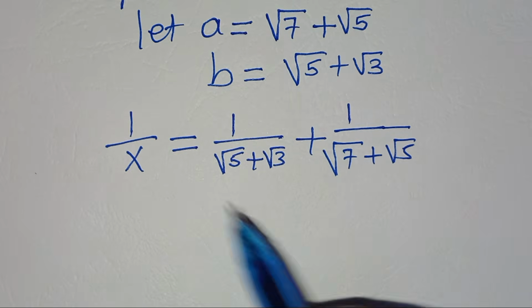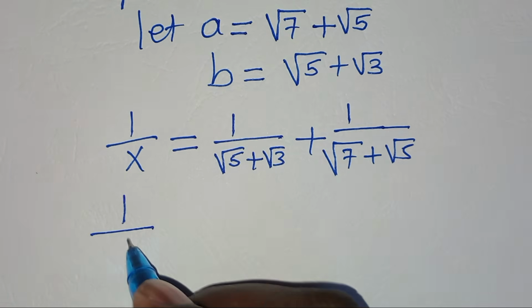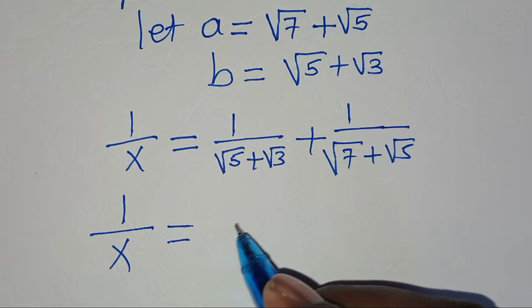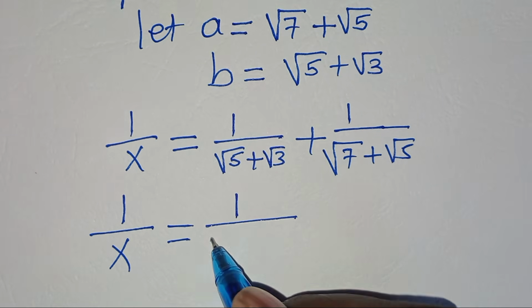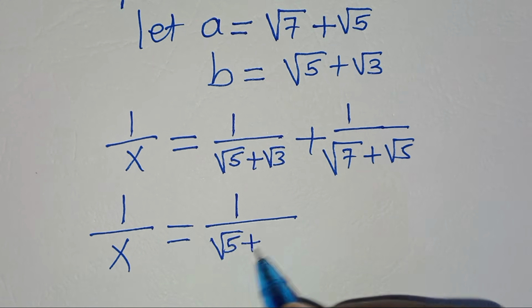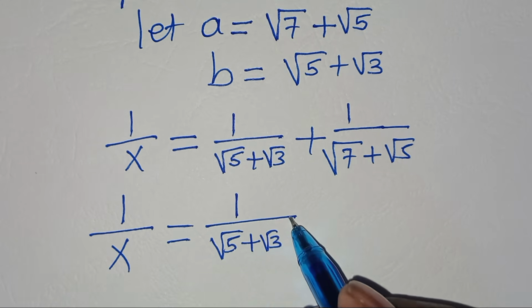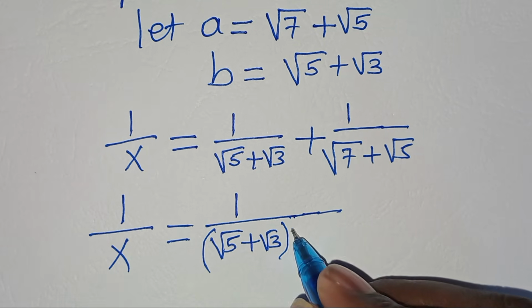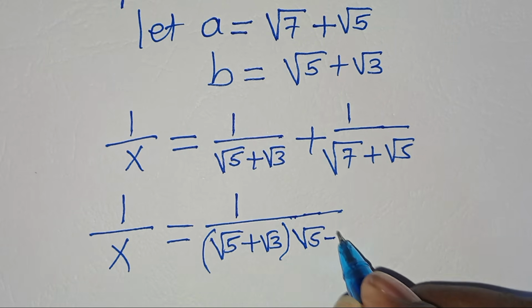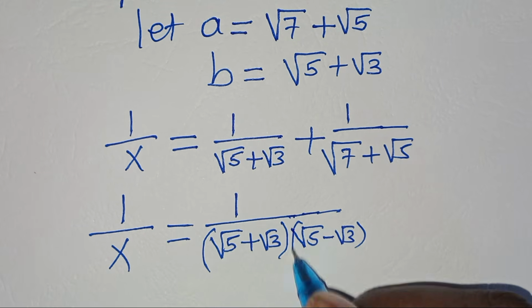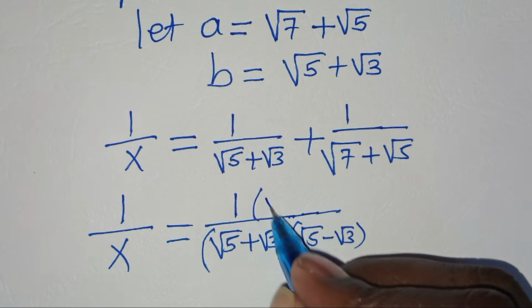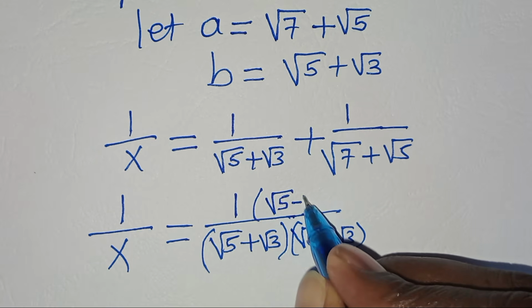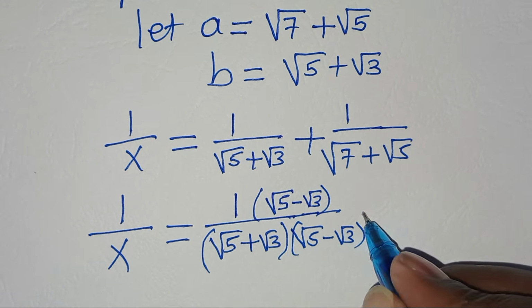Now, the next step from here: 1 over x is equal to 1 over root 5 plus root 3. Let's introduce a conjugate here. Let's rationalize the denominator by multiplying by the conjugate of this, which is the square root of 5 minus the square root of 3. Let's multiply in the numerator the square root of 5 minus the square root of 3, then plus.